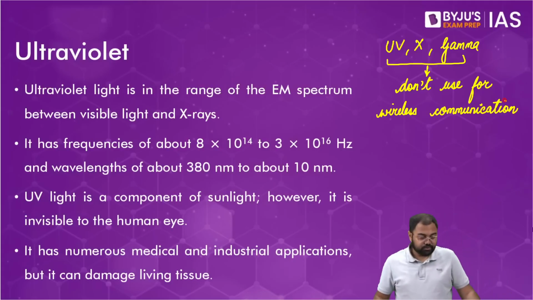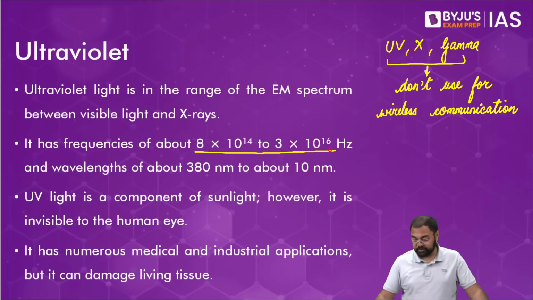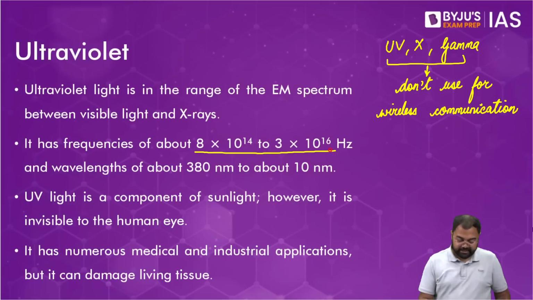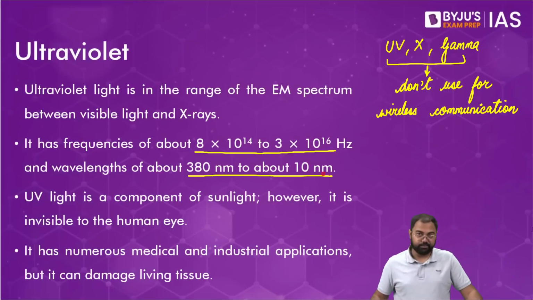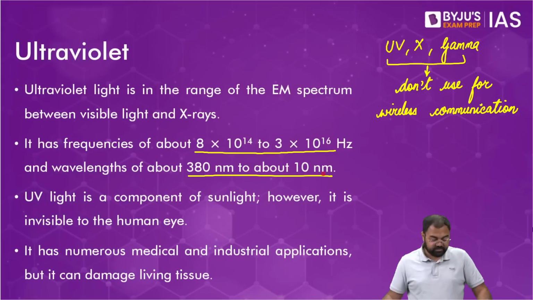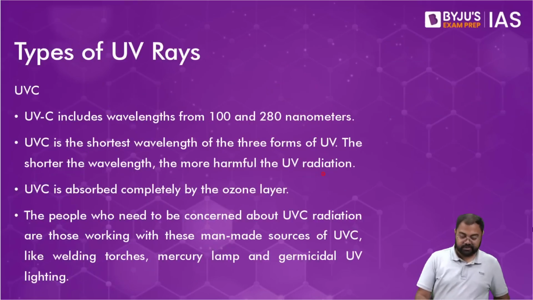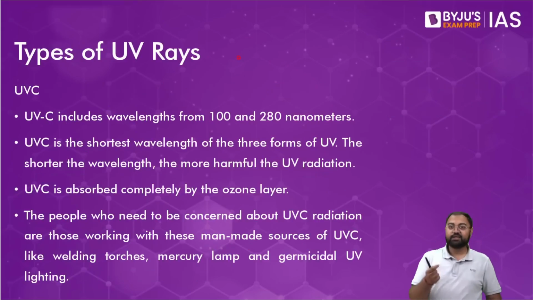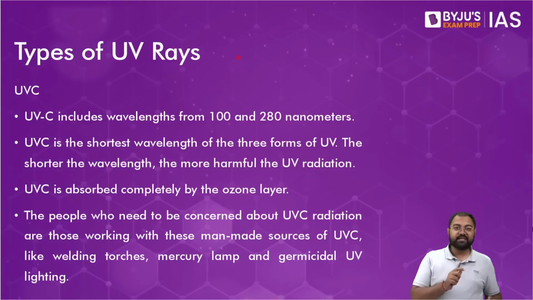All right. So in case of ultraviolet light, the frequency is between 8 into 10 to the power of 14 to 3 into 10 to the power of 16 hertz, and wavelength between 380 nanometers to up to 10 nanometers. Now in this particular scenario, there are three types of ultraviolet light. You have UVA, UVB and UVC. So what is UVA, B and C and how they are different? Let's try to understand that.